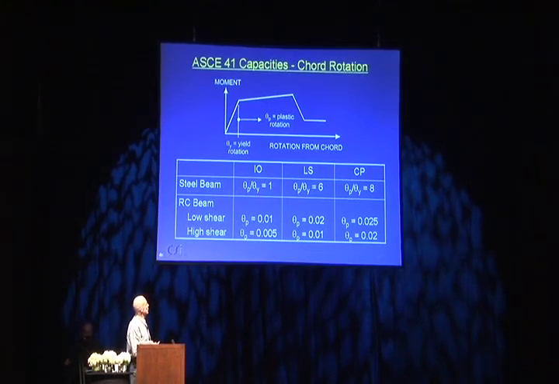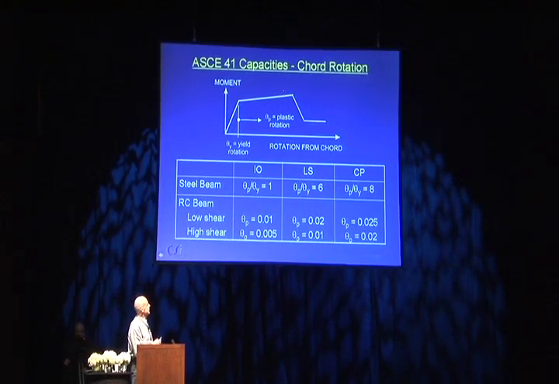So for IO, it's 1, which means you can get to double the yield rotation. Life safety 6, you can get to 7 times yield rotation total. CP, it's 8, means you can go out to 9 times the yield rotation total. And it does vary with axial force, as we can talk about later, but ASCE basically does this for all beams, regardless of the span to depth ratio and things like that.